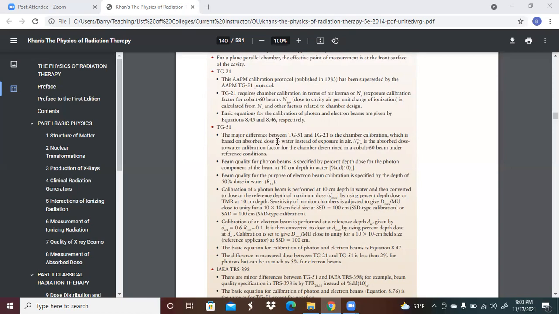For TG-21, it's going to require chamber calibration in terms of air kerma, or N sub X, the exposure calibration factor for a cobalt-60 beam. N sub gas, or the dose to cavity per unit charge of ionization, is calculated from N sub X and other factors related to the chamber design. We're not really going into that too much. I'm just going to give you a general overview of what that's about.